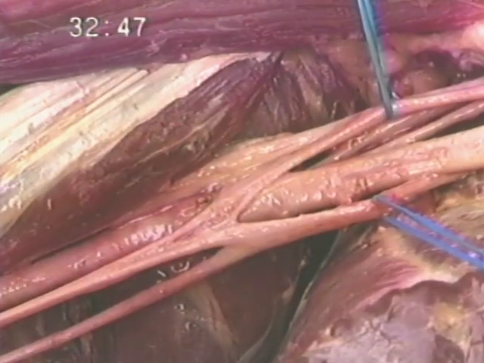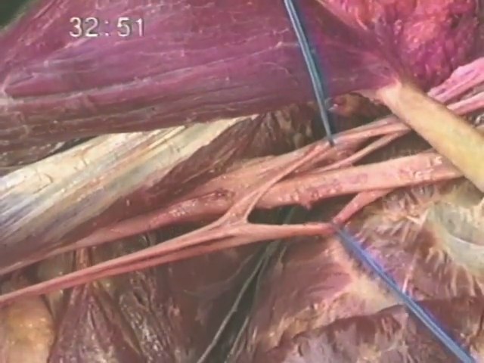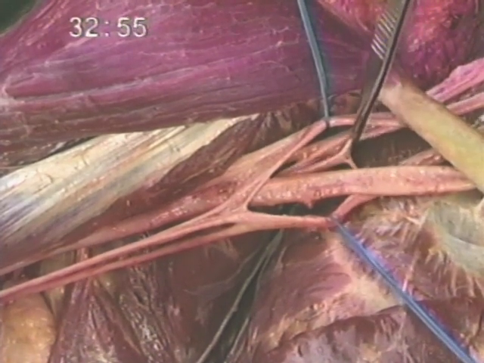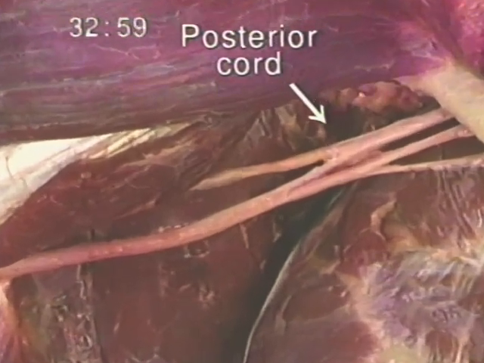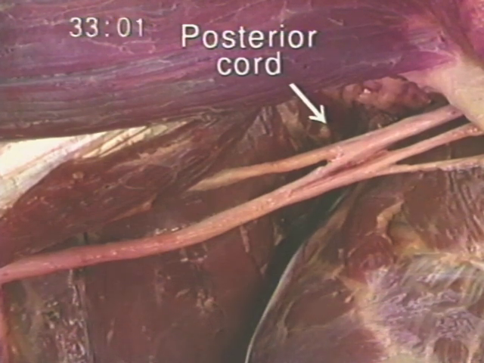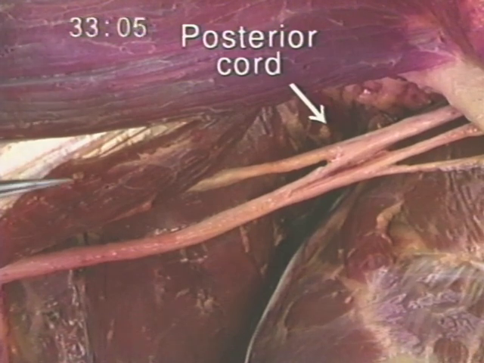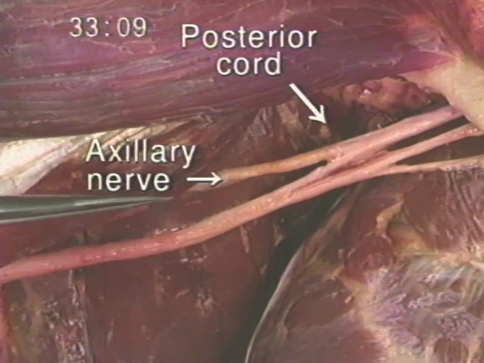Now let's see the posterior cord. We need to remove the medial cord, the lateral cord, and the artery to get a good look at it. Here's the posterior cord all by itself. Sometimes it starts dividing before all 3 of its posterior divisions have united. Its principal branches are the axillary nerve, which we'll see again, and the radial nerve.